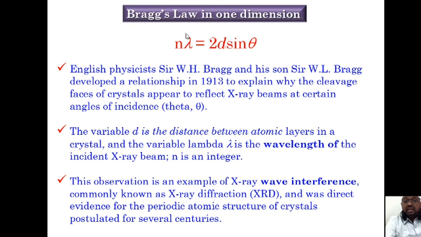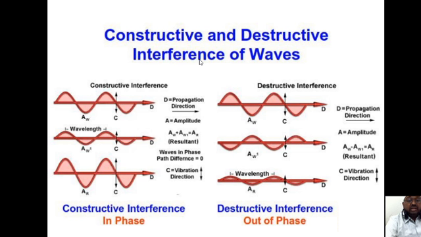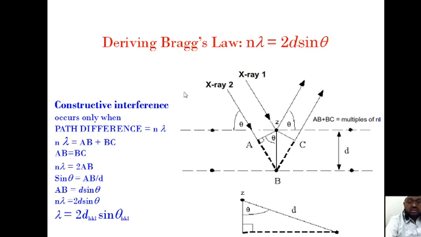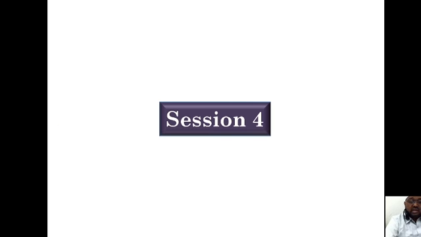I have shown you the video regarding this particular condition, and how we can obtain it. If this condition is satisfied, then only we can say that the diffraction is taking place. Diffraction takes place by the phenomenon called constructive interference, and so on. This derivation is already there in the previous classes. So this is the end of session 3.